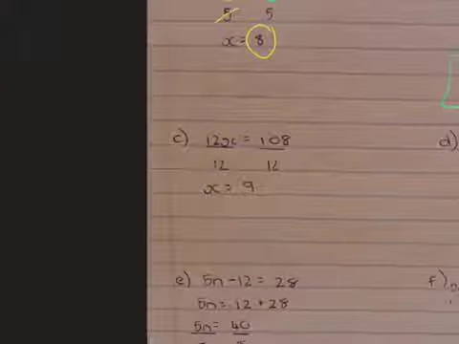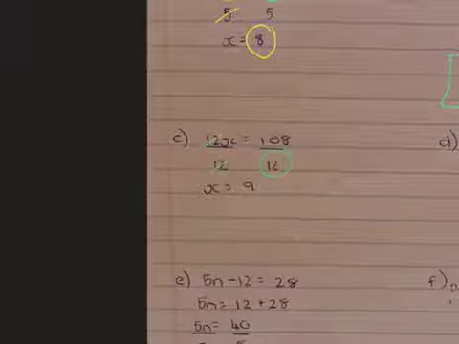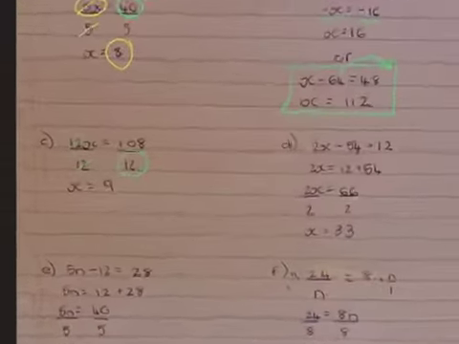All right, then for C, the product of a number and 12 is 108. A number is x, product means times, so it's x times 12, which is the same as 12x. So to get x by itself, to undo multiplication, we divide, and you divide on both sides. 108 divided by 12 is 9.